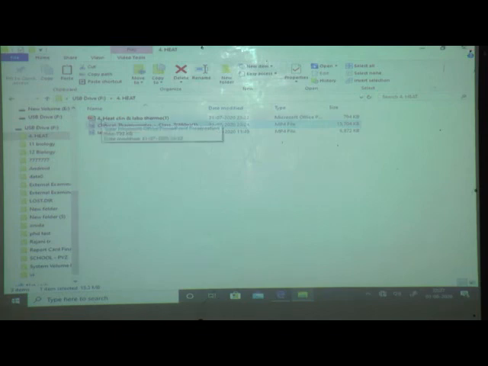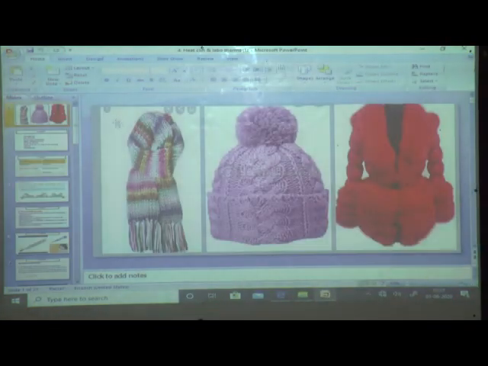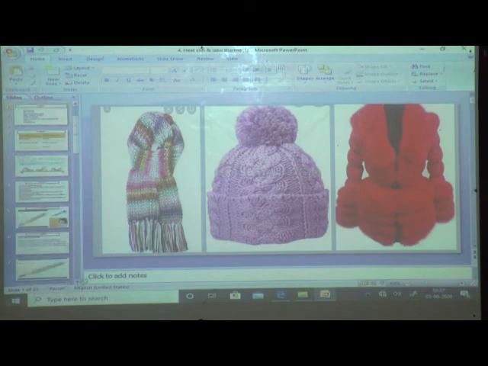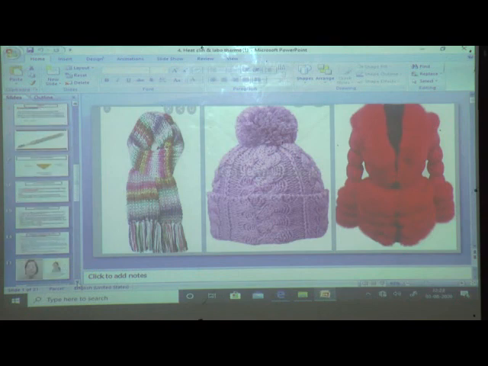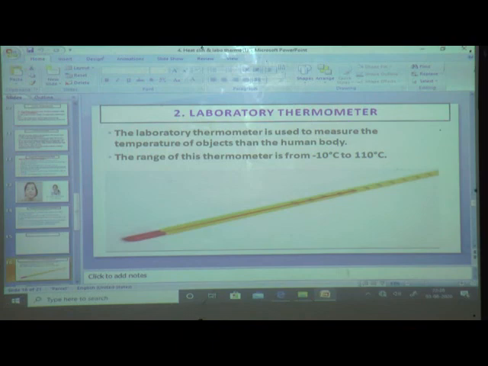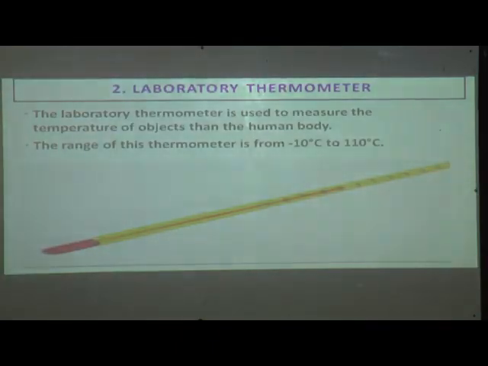Okay, so I hope you all understood about this clinical thermometer. So let us know about the next type of thermometer, which is known as laboratory thermometer. Today we are going to discuss this second type of thermometer, the laboratory thermometer. Here it is given where this laboratory thermometer is used.